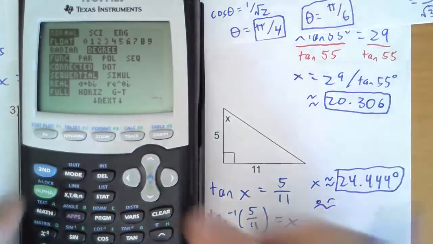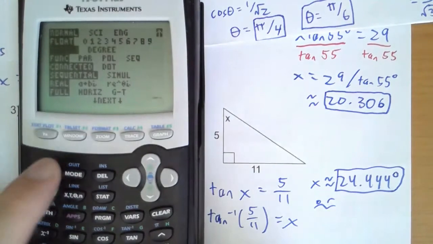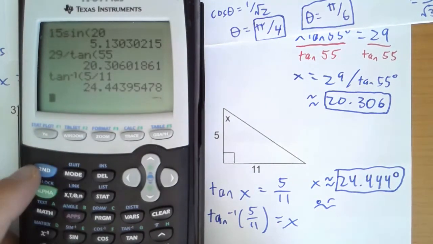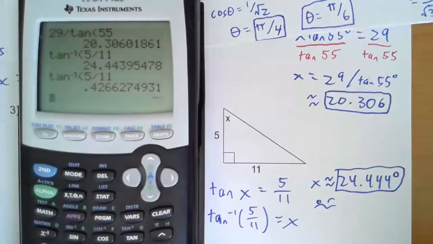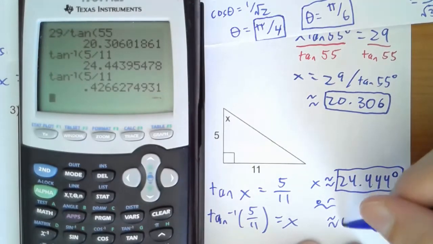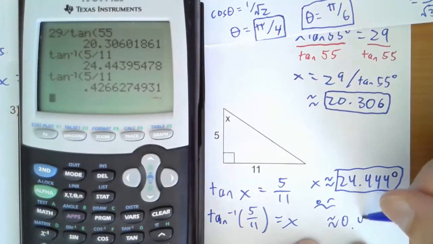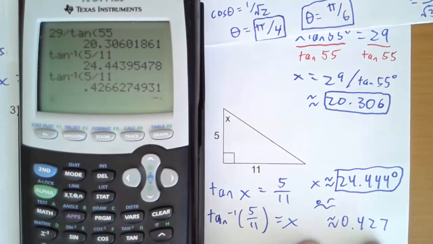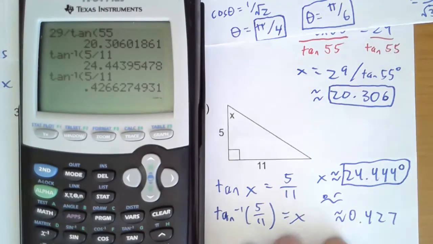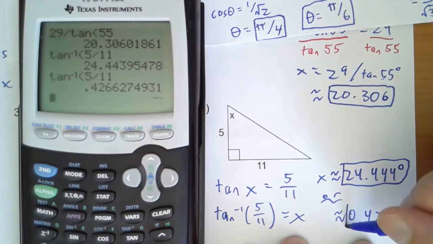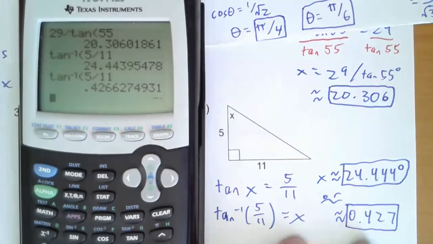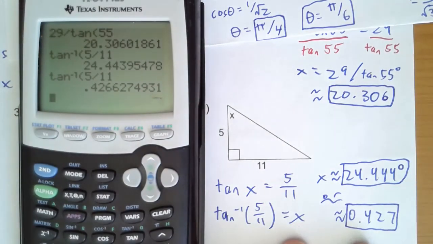Or if you wanted to, you could give me a radian angle. You could switch your mode to radians and do that again. And you could say 0.427. And the way that we would know that it's in radians, not in degrees, is that we would just not put a degree symbol on it. And so either one of those answers would be perfectly acceptable.